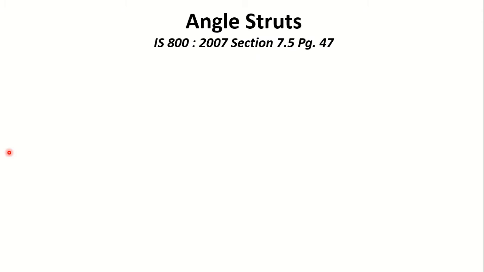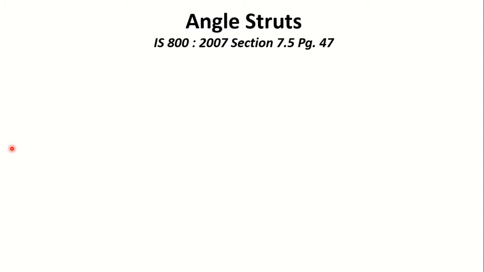So in this session, we'll look into the design of angle struts. These are the members within the truss elements. Normally they are members of a truss which are in compression. We call them struts. So what does the IS code tell about designing the angle struts?